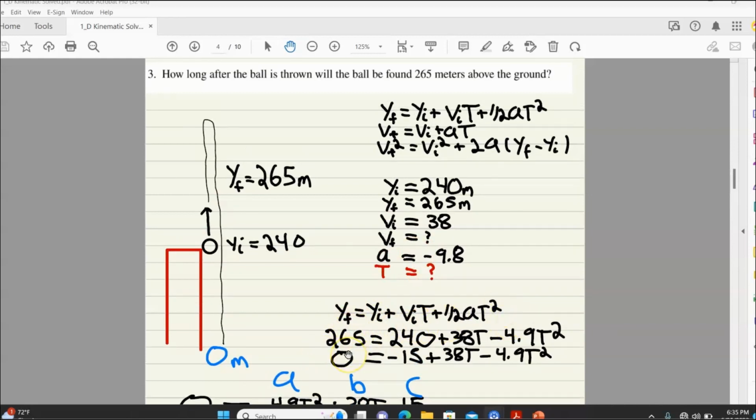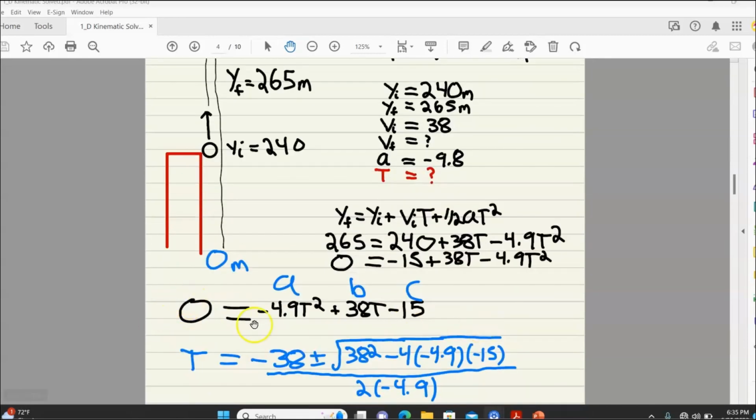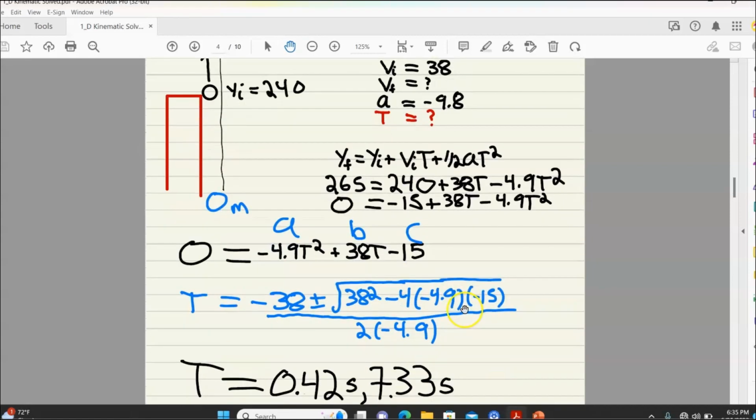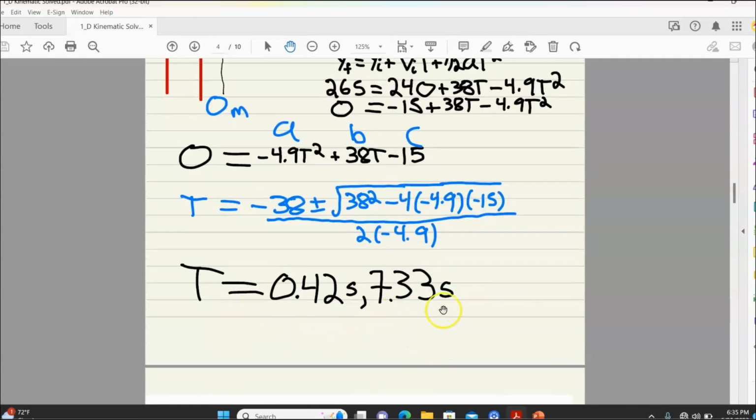Y final is 265 equals 240 plus v initial is 38 times t minus 1/2 of 9.8 is minus 4.9 t squared. I just subtracted 265 from both sides, and then I get 0 is equal to this, which is a quadratic equation. A is negative 4.9, B is 38, C is negative 25. You can then plug it into the quadratic formula, and the answer is two different positive times.